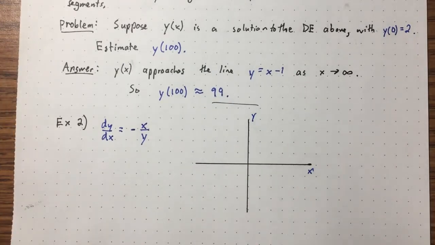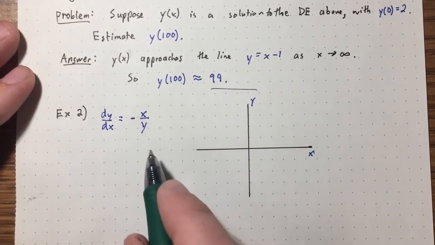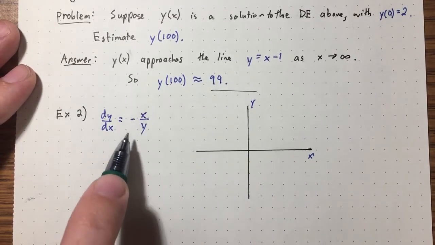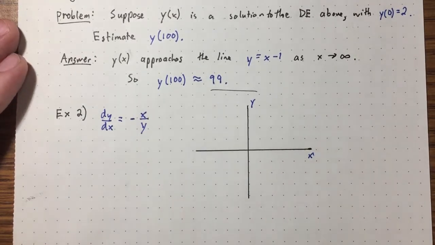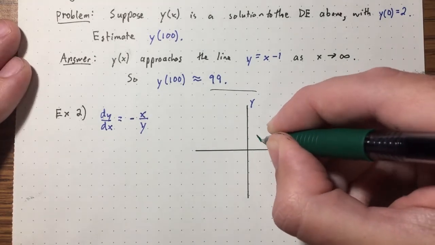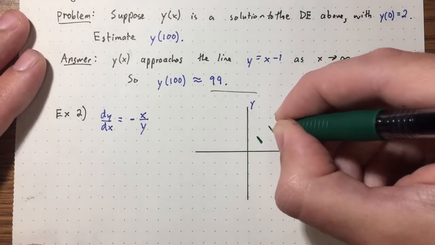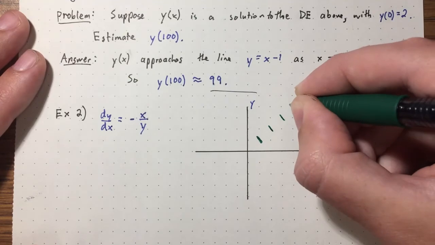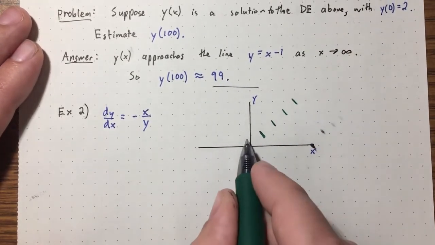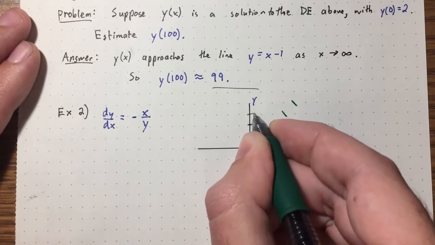Let's just start by plugging in a few points to get going. What if we plug in 1 comma 1? Then we're evaluating this expression at 1 comma 1, so we have negative 1 over 1, which is negative 1. So we're going to have a slope of negative 1 there. Similarly at 2 comma 2, 3 comma 3, 4 comma 4. What if we're on the y-axis? Then our x-coordinate is 0, so we're always going to have a slope of 0. Interesting.